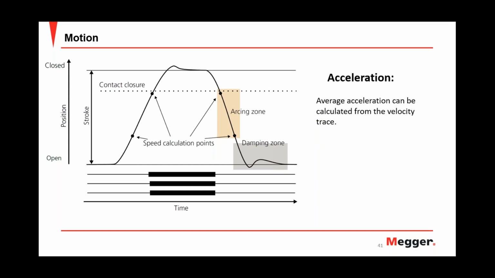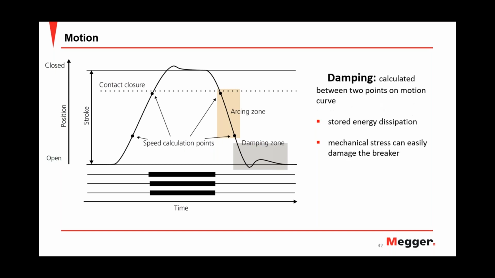Acceleration can be calculated from the velocity trace, the same as the speed. The damping, which is a very important parameter to monitor and test, as the stored energy an operating mechanism is using to open and close a circuit breaker is considerable. The powerful mechanical stress can easily damage the breaker and or reduce the breaker's useful life.